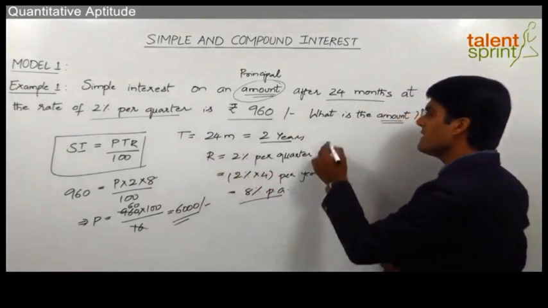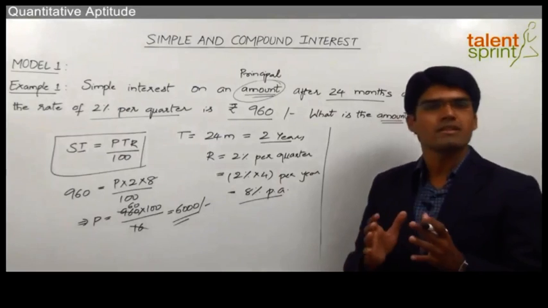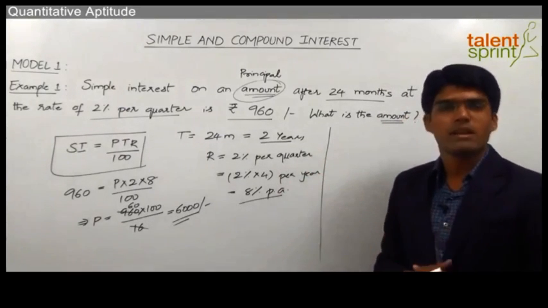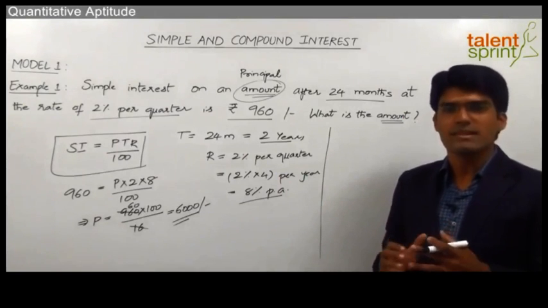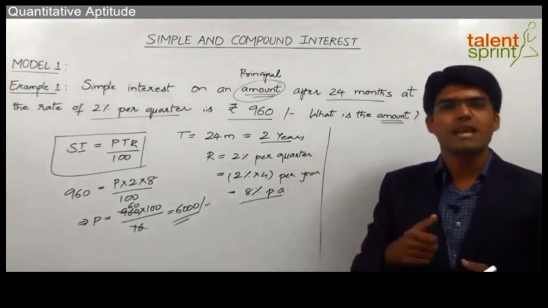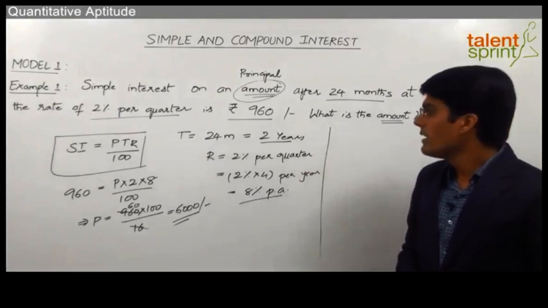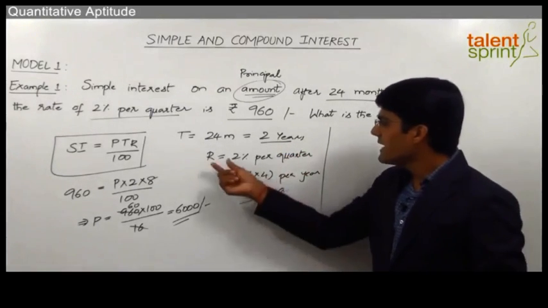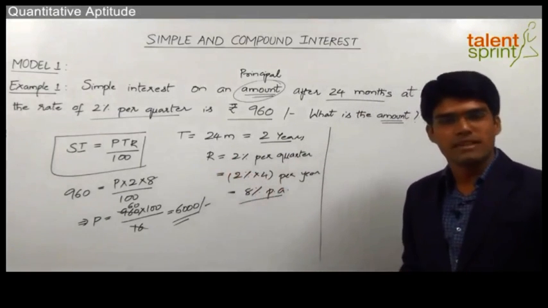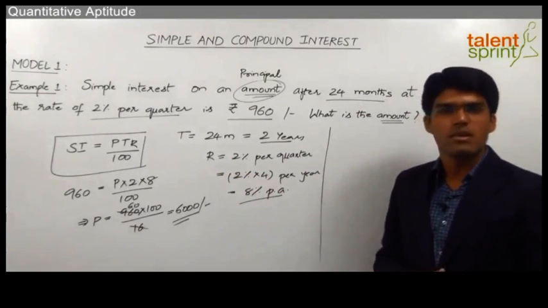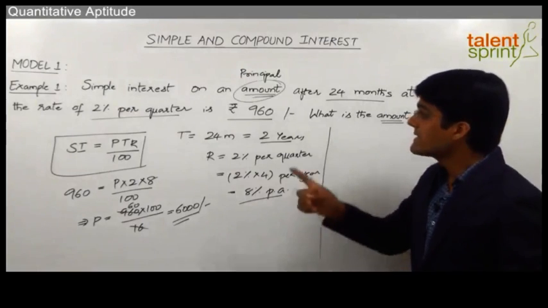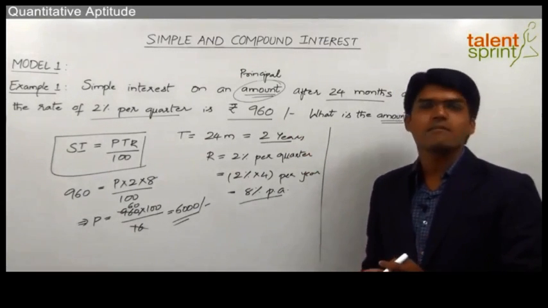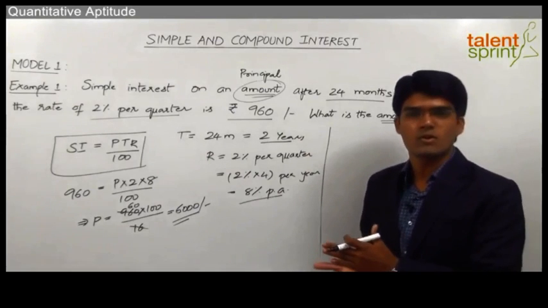But apart from this method, if we try to go with the concept of percentages, solving questions from SI and CI will become much faster. So let us understand how to solve this question with the help of percentages. We know that the given time period is equal to 2 years and the rate is 8% per annum. That means every year we get 8% on the principal amount. And since this is a simple interest calculation, if the first year we get 8%, in the second year also we get 8%.